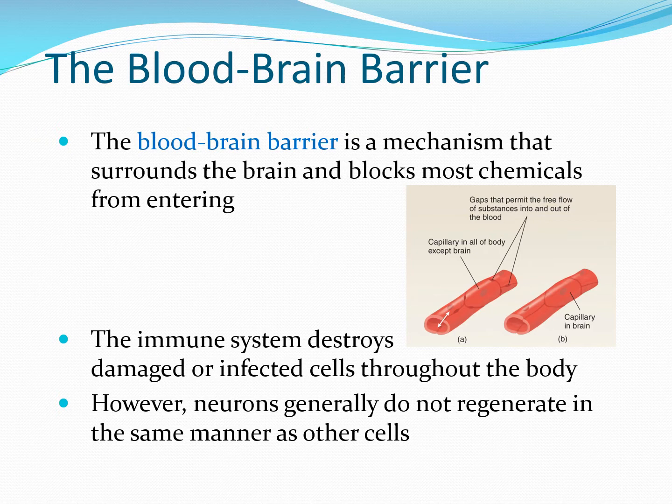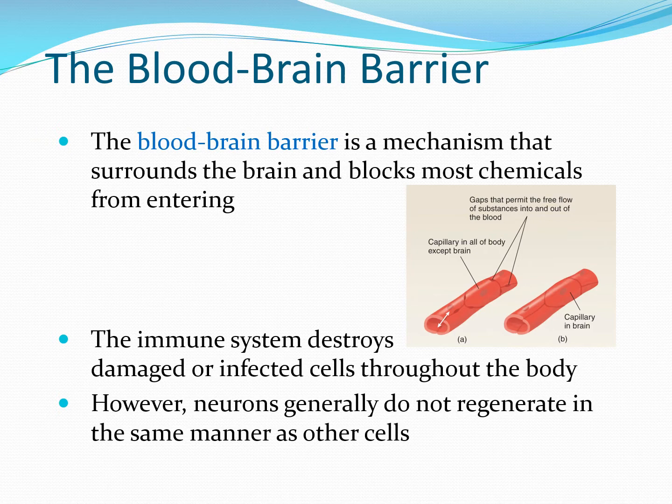The blood-brain barrier is a mechanism. We have this barrier surrounding the brain and blocking most chemicals from entering. And we want this very badly. In the rest of our body, we have this immune system, we have T cells, we have B cells creating antibodies that are destroying damaged and infected cells throughout the body. And we don't really have this in the brain. We have the microglia, but they don't do quite the same kind of job as the immune system does. We also have some cell regeneration in the rest of the body, whereas neurons generally do not regenerate in that same kind of way.